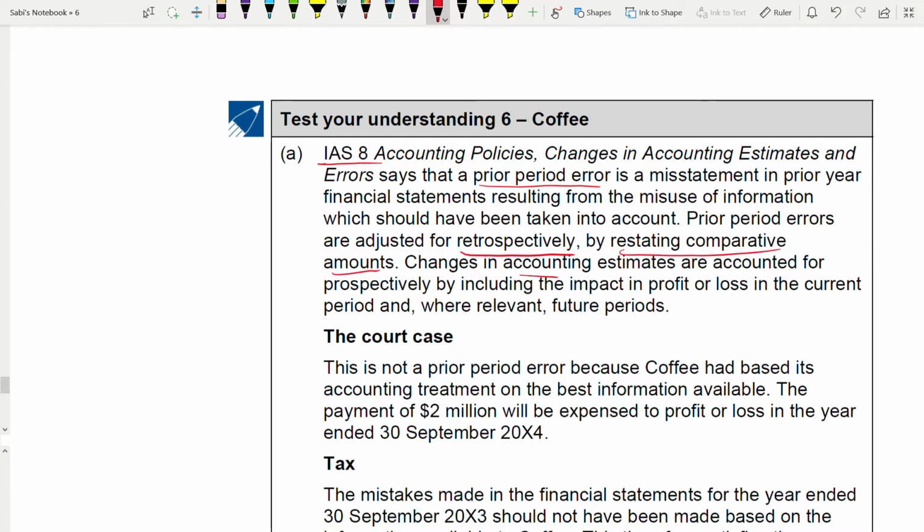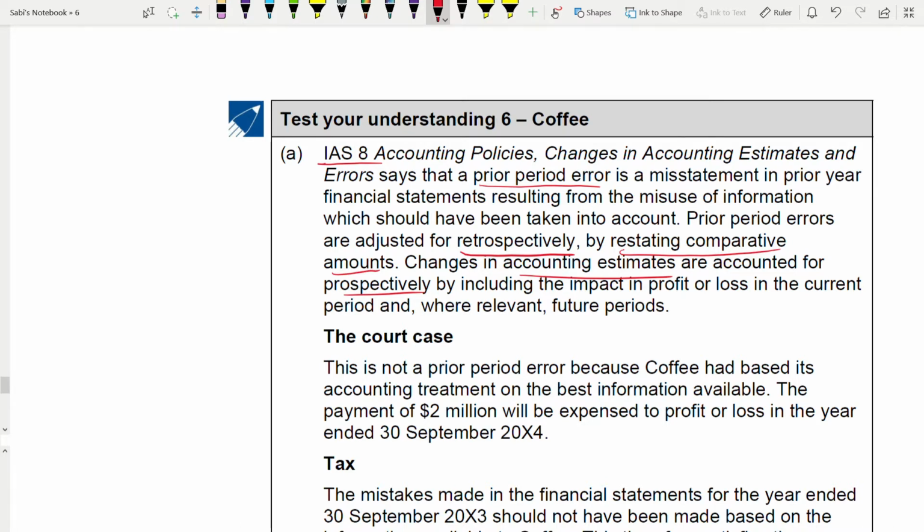If there is a change in accounting estimate, it is treated prospectively. Estimates like changes in the depreciation rate will be treated prospectively, which means you will not go back and change the past. You will present the change for just the current and the future figures, by including the impact in profit and loss in the current period and, where relevant, the future period also.